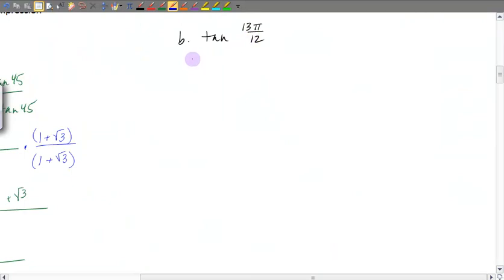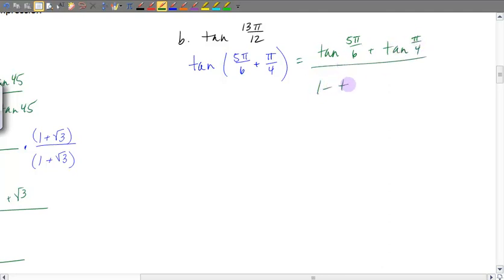So remember, we're saying that we can use the tangent of 5 pi over 6 plus pi over 4 because those two fractions add together to give me 13 pi over 12. All right, so let's apply that. We know that that's going to be the tangent of the first plus the tangent of the second divided by 1 minus the tangent of the first times the tangent of the second. So now that we've simplified that, or expanded it out, I guess, we need to go in and simplify what the tangent of 5 pi over 6 is.